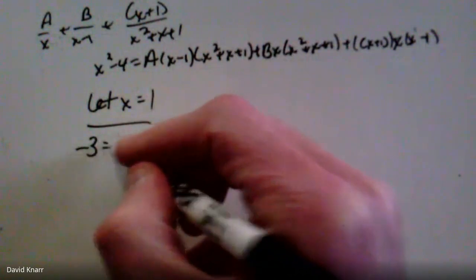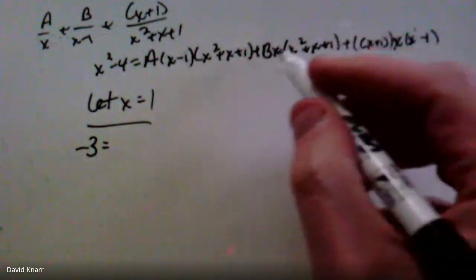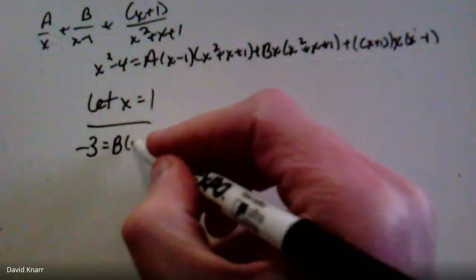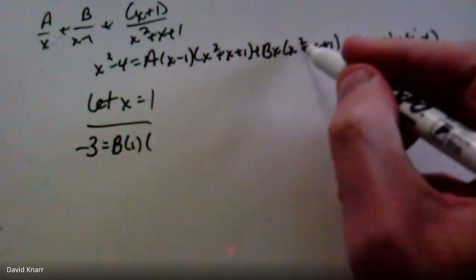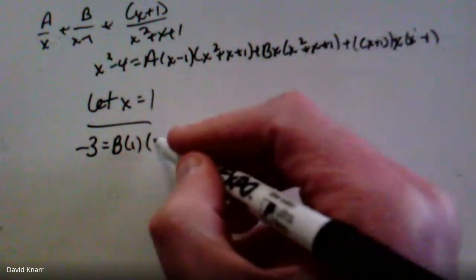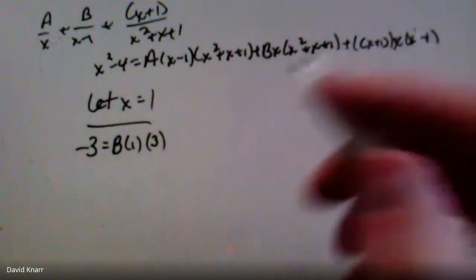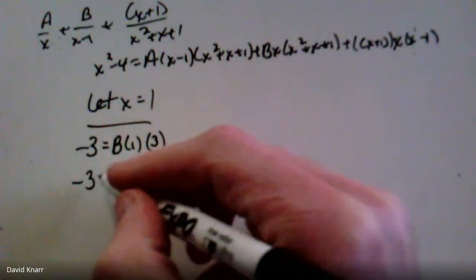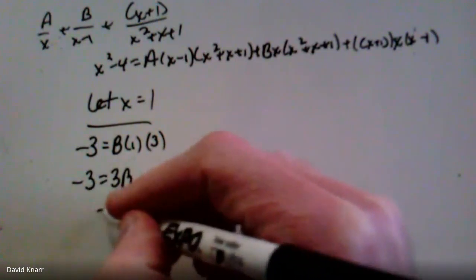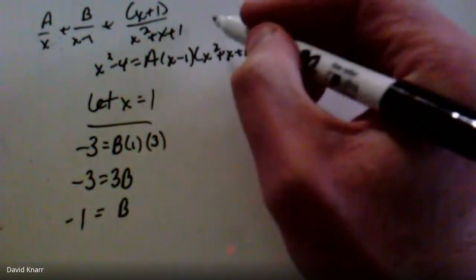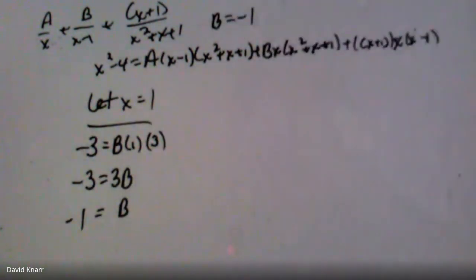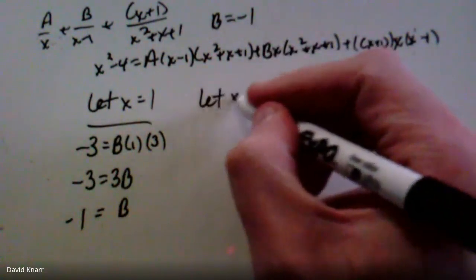So let x be 1. You get -3 on the left. On the right, A drops out. You get B times 1 squared, which is 1, plus 1 plus 1 is 3. And then C and D both drop out. So you get -3 equals 3B. So B equals -1. So let me stick that up here. I know B equals -1. All right, now let me pick again.